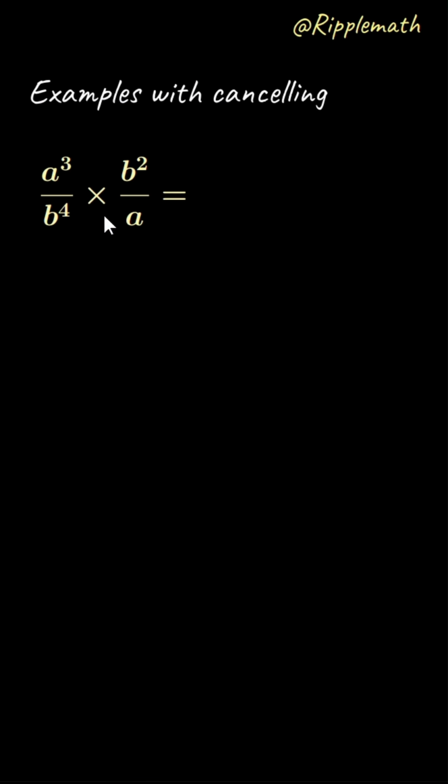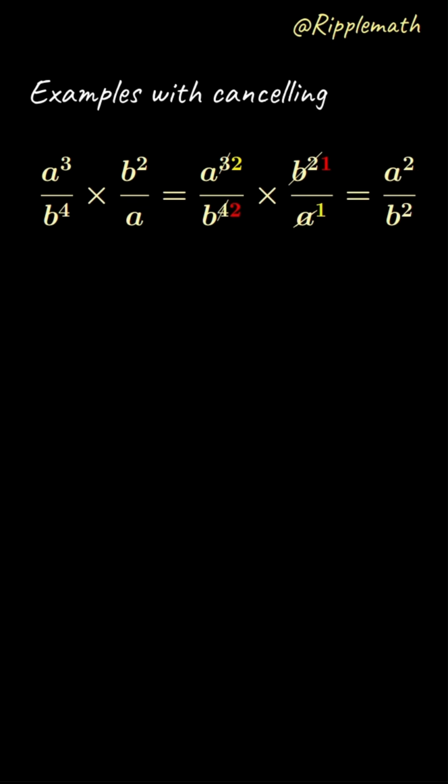All right, examples with cancelling. If you've got a cubed over b to the 4 times b squared over a, you can cancel across diagonals here. So you do need to know your index laws for this. One of those a's will cancel with one of those up there, so that leaves you a squared, and you just cross the a out. There's b squared up here for the b, so you get rid of that completely. That becomes a 1, and 2 of these disappear. So it just gives you a squared on b squared.